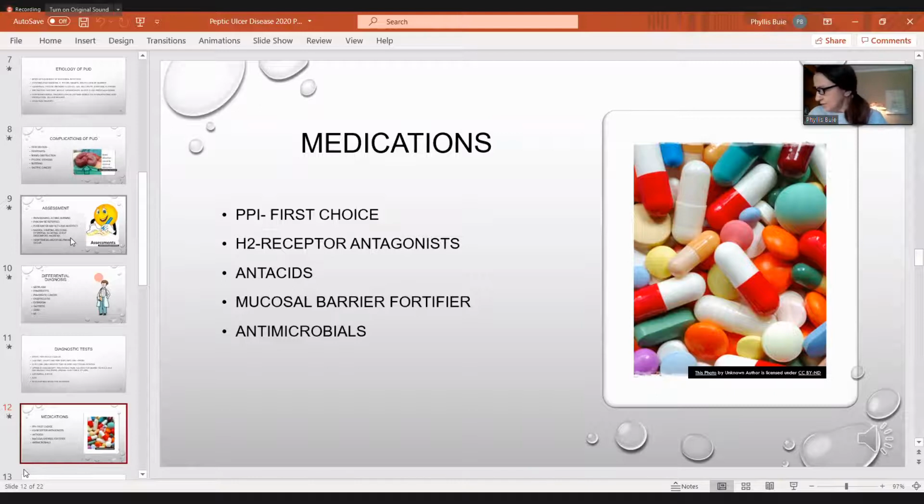Another one that I wanted to mention to you is Pepto-Bismol. It's bismuth subsalicylate. And it is very helpful when H. pylori is present, because it inhibits the bonding of this bacteria to the mucosal lining, and it stimulates the mucosal protection agents.